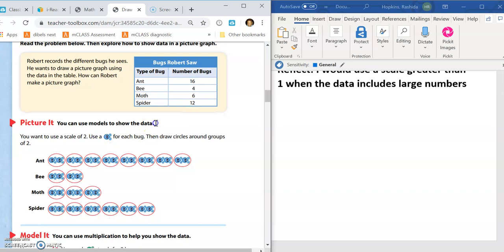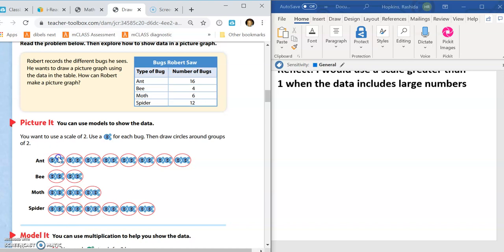You can use models to show the data. You want to use a scale of 2. Use a little symbol for a bug. It looks like a little circle and some feet. Then draw circles around the groups of 2. So if you notice here, the ants have a circle around 2 of the little symbols that represent bugs in each one of the rows for the bugs. Okay, so they pictured it.